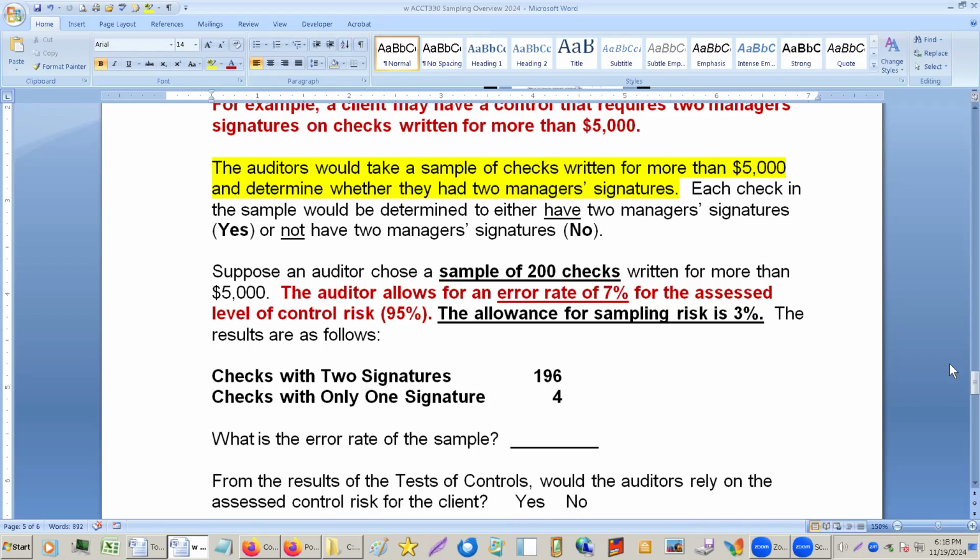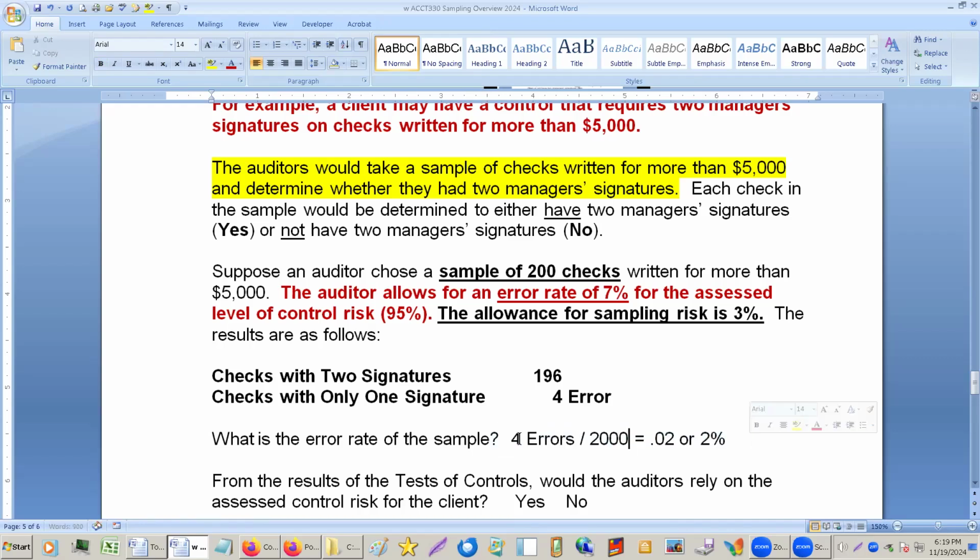Is that like 2%? Yeah, it is. Yeah, so these are the errors. And yeah, so we'll take the 4 divided by the 200 from our sample. And you're right, that's 2%, 0.02. I'll clean this up in a second.